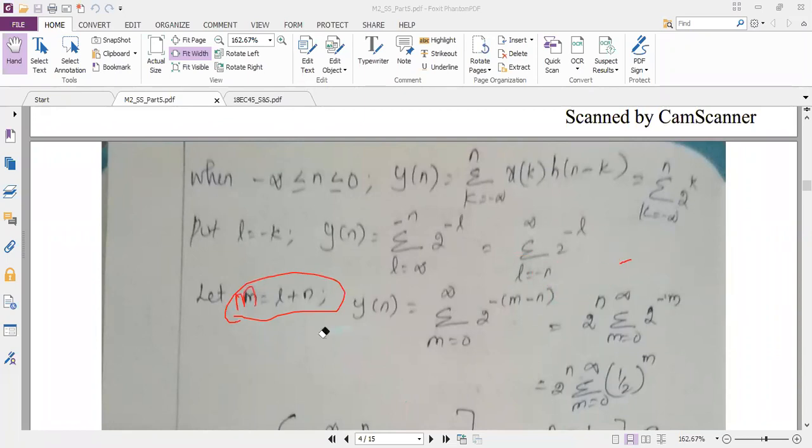If m is equal to L plus n, you know how to change the limits. I have already explained how the lower limit becomes 0. For the upper limit, in place of L you substitute infinity and n remains n. So m is equal to infinity plus n, which is infinity only, because infinity is such a huge number. So my upper limit is infinity only.